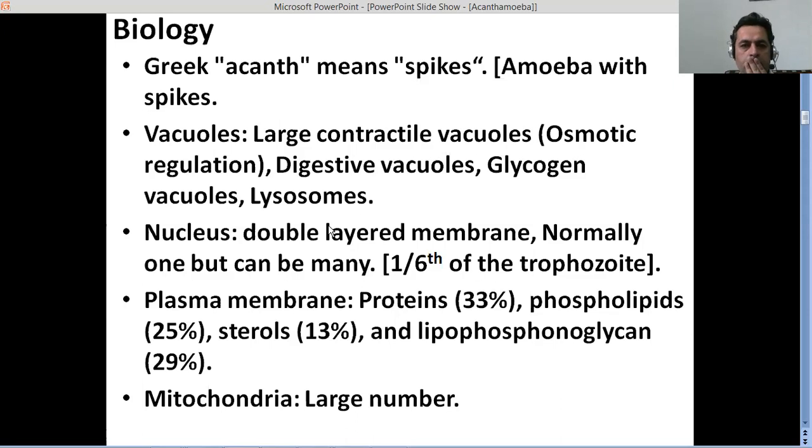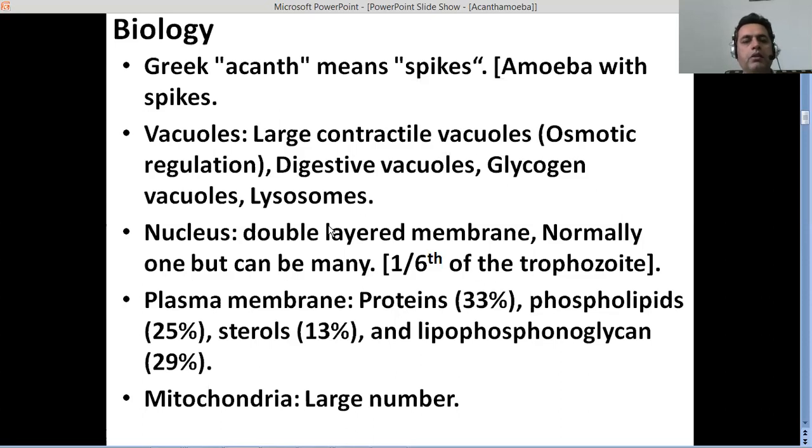And if you look at the volume that the nucleus would occupy inside a trophozoite or inside this parasitic cell, it's about 1/6 of the entire volume. And if you look at the composition of the plasma membrane, it also is more or less the same as you would see in case of other mammalian cells, including animals or human beings. With proteins, 33% of it is protein, phospholipids, sterols, and lipophosphonoglycans, which are 29%.